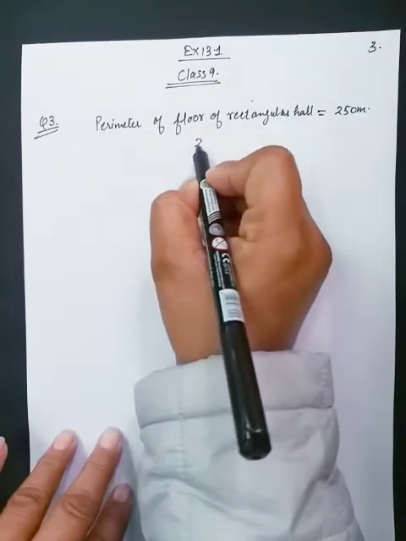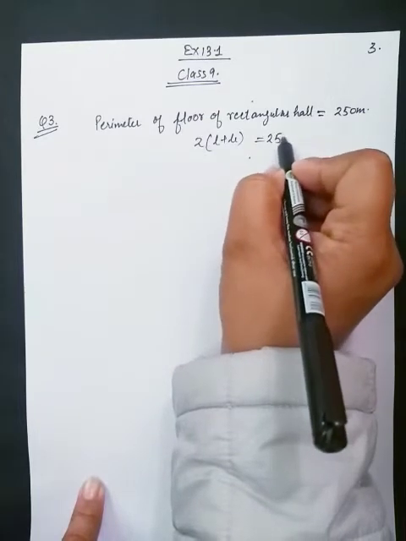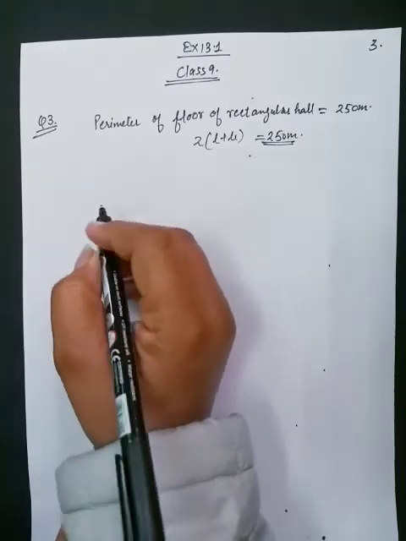Perimeter of floor means perimeter of rectangle. 2 into (L plus B) is given to us 250 meter. Now cost of painting the 4 walls.